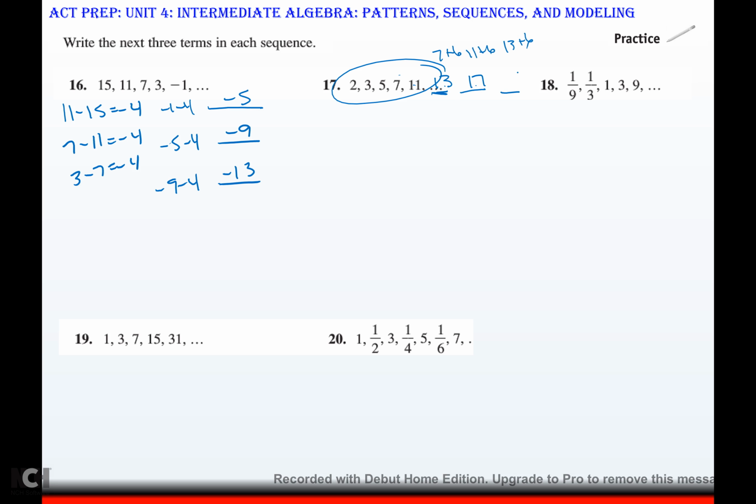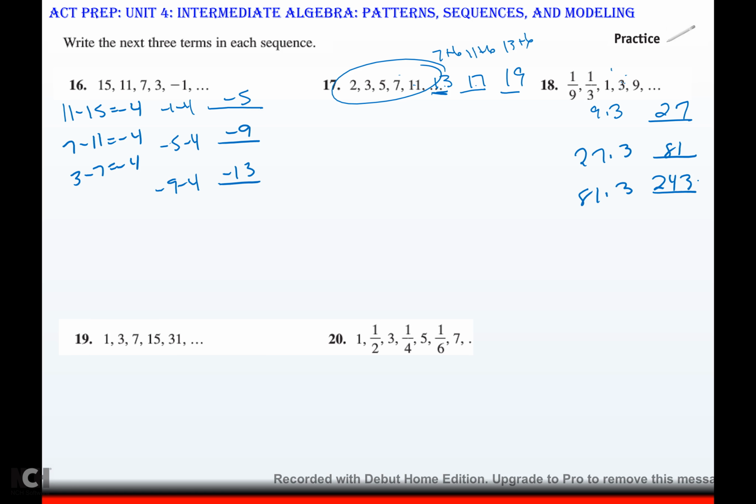13 plus 6 would be 19. All right, on 18, looks like, again, I know fractions bother you, but just look up here. 1 times 3 is 3. 3 times 3, they're multiplying by 3. So to get my next 3, I'm going to take the last one and multiply by 3 is 27. 27 times 3 is 81. 81 times 3 is 243.